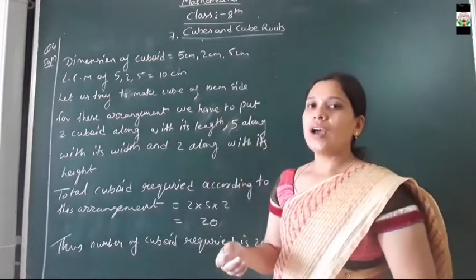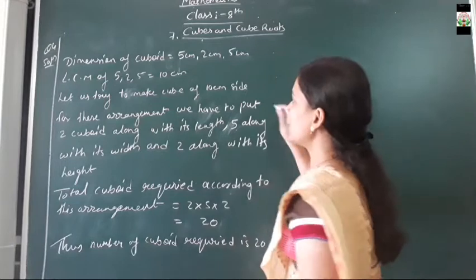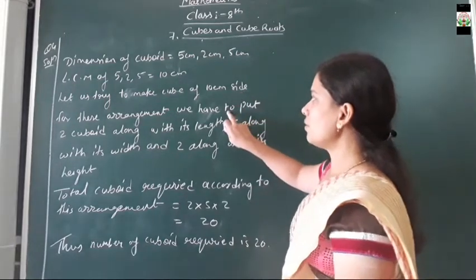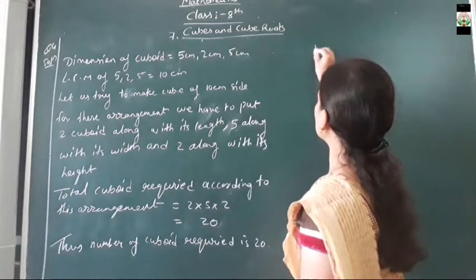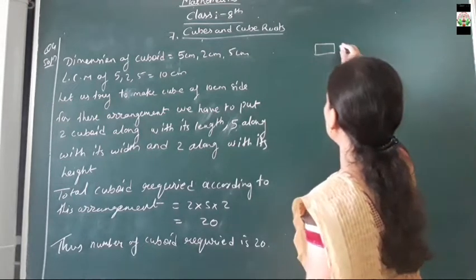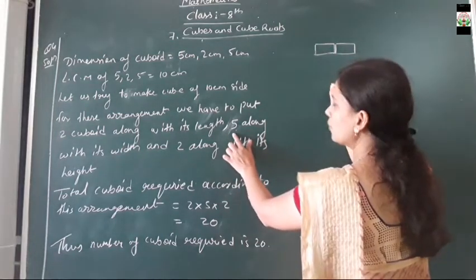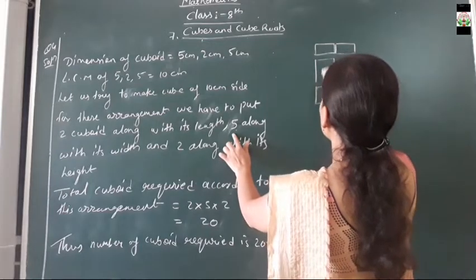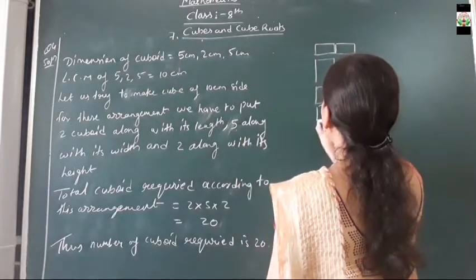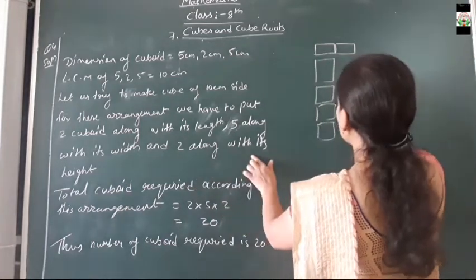Now let's try to make a cube by arranging them. For the 10 cm side, we have to put 2 cuboids along the length. Lengthwise we are going to put 2 cuboids. Then 5 cuboids along the width: 1, 2, 3, 4 and 5. And again 2 cuboids along the height.